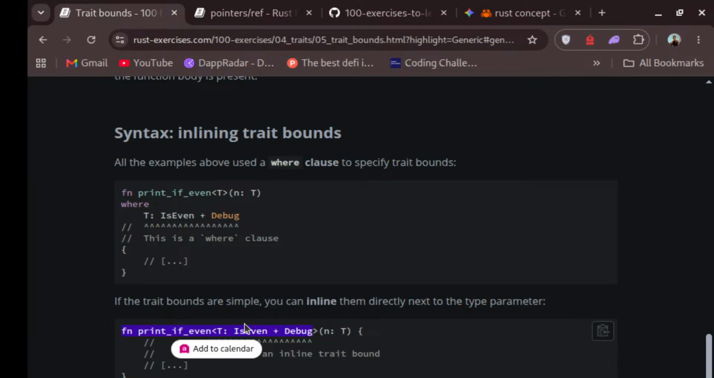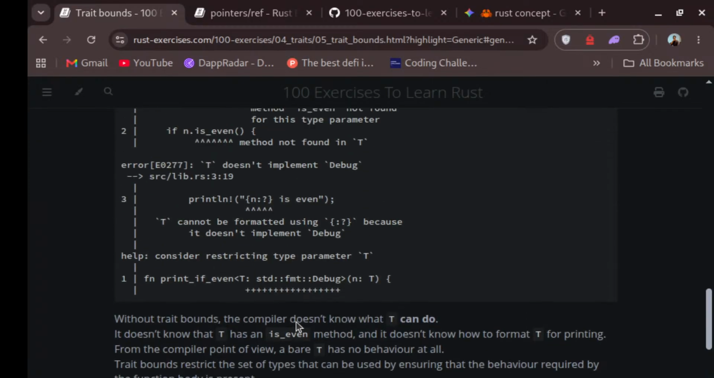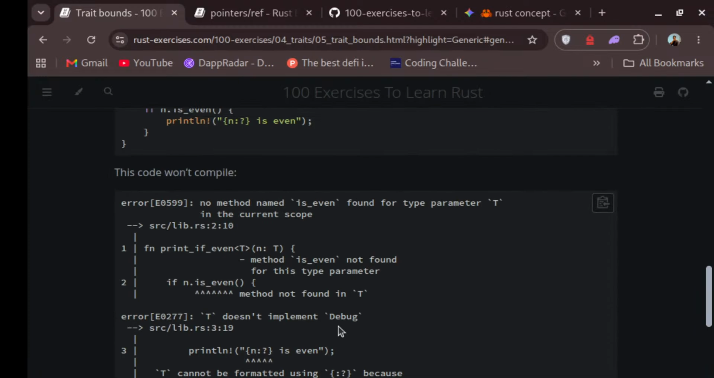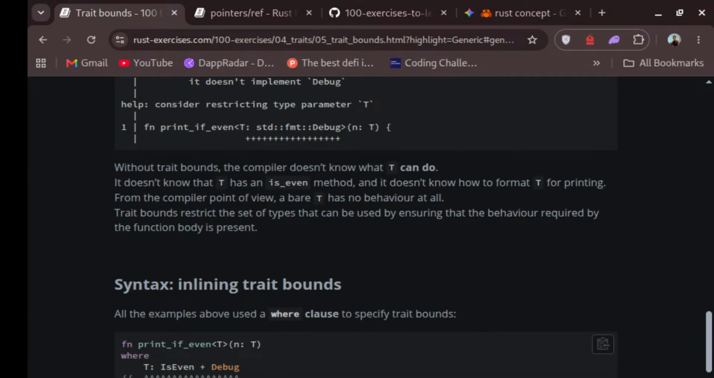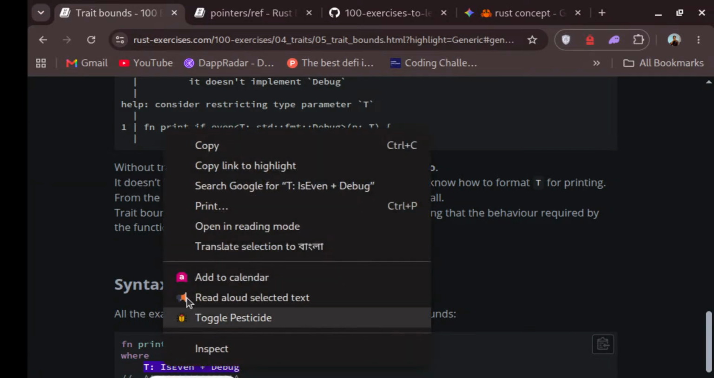Here you can see IsEven. What is IsEven? It is a library trait, which has the is_even method, right? IsEven is a library trait. So we can ask Gemini what IsEven is.